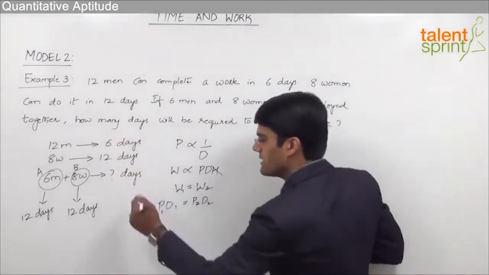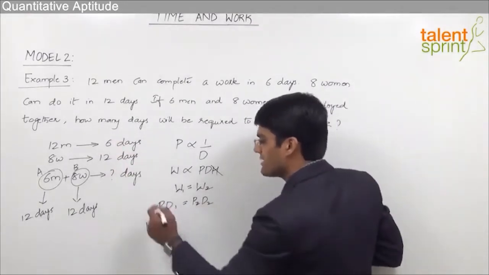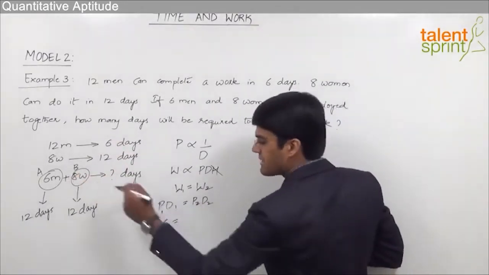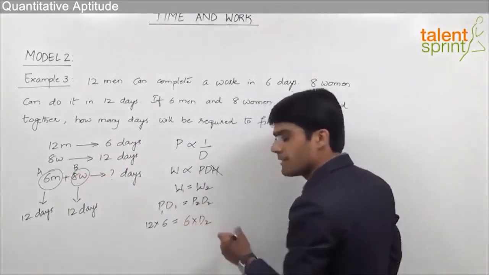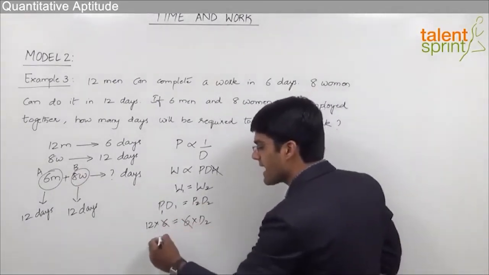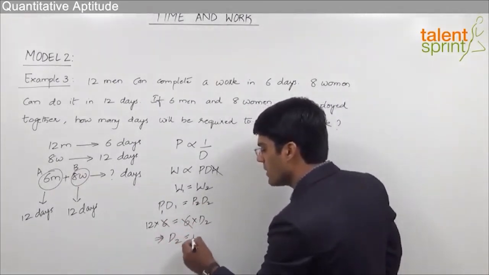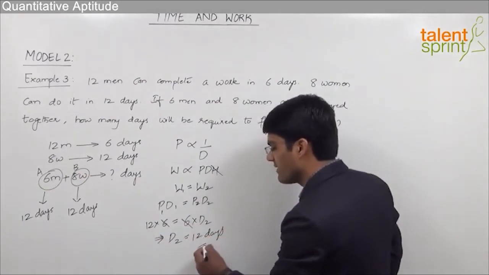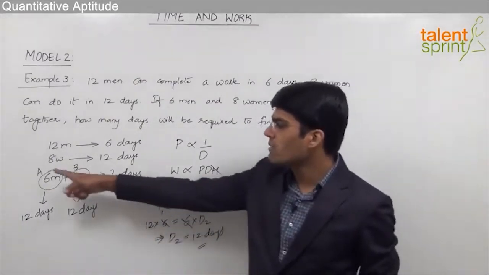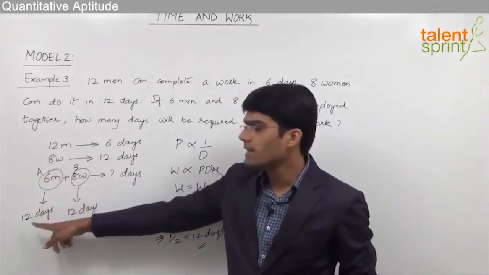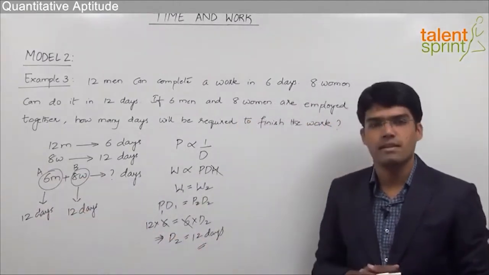So we know that P1 is 12 men, D1 is 6 days, P2 is 6 men, and D2 should be calculated. So we can see that 6 and 6 get cancelled and D2 will be equal to 12 days. So this is the other way of finding out the number of days required by the person A, which is 12 days as we have obtained here.